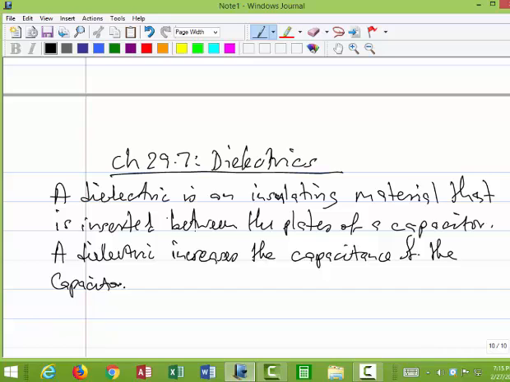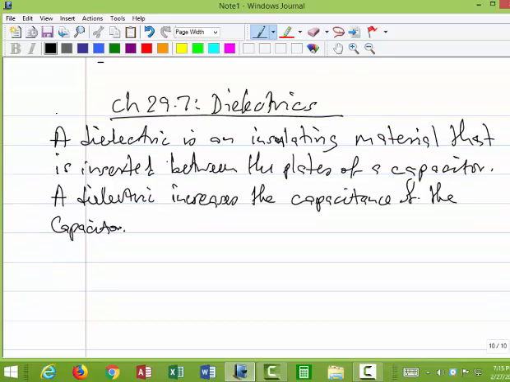So examples of dielectrics, you can have air. If you have a parallel plate capacitor which is just in air, then the dielectric is air. You can have a parallel plate capacitor with paper in between the plates. Paper is a dielectric, or you can have plastic or wax or any type of insulating material, ceramic perhaps. Those are all dielectric materials, so they will increase the capacitance of the capacitor.